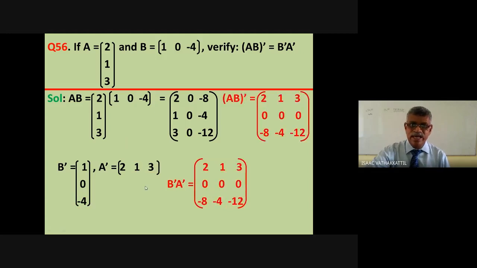Do you agree that AB dash and B dash A dash, look at 2, 1, 3, 0, 0, 0, minus 8, minus 4, minus 12. AB dash and B dash A dash are equal, okay? B dash A dash is AB dash. Here you may be asked to verify with different problems only, not to make a proof for this.